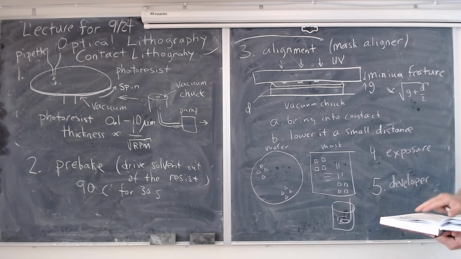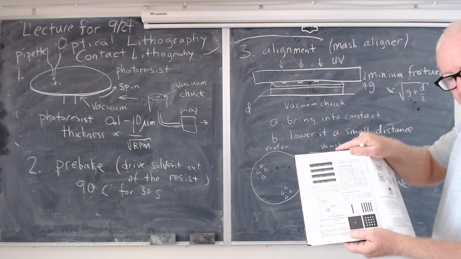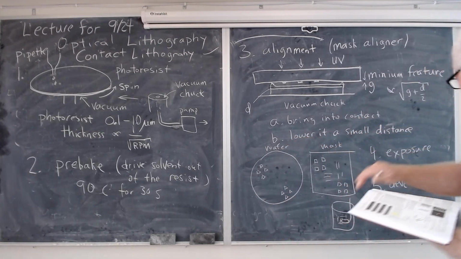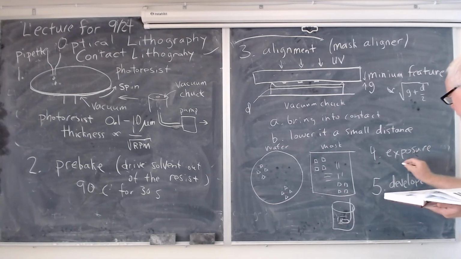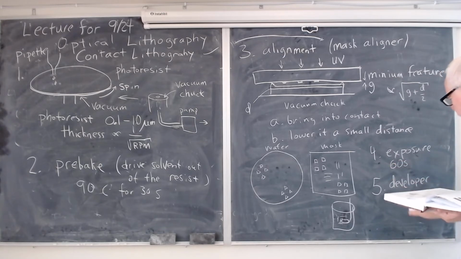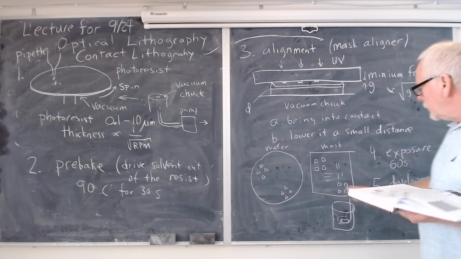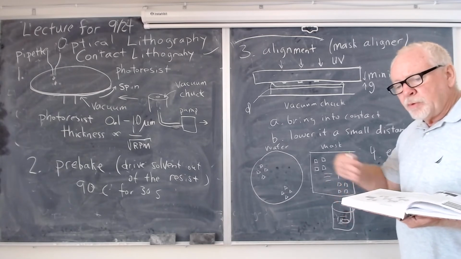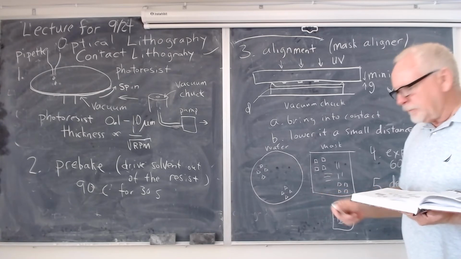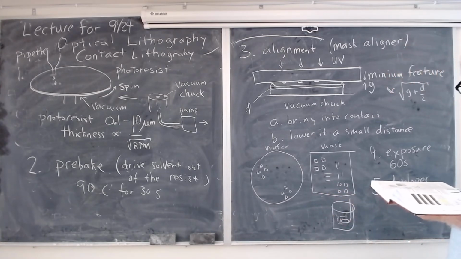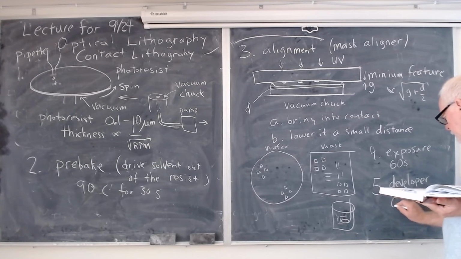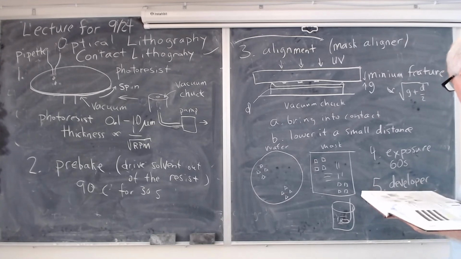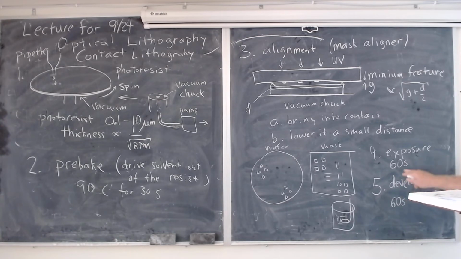Now, he has a discussion in here called process latitude, and he shows this figure here, which is that, for example, you might expose for 60 seconds, and that might result in a development time, meaning the time to remove the photoresist from the part you don't want it, depending on negative or positive, of say 60 seconds. So that can be your process recipe: 60 seconds exposure, 60 seconds development.